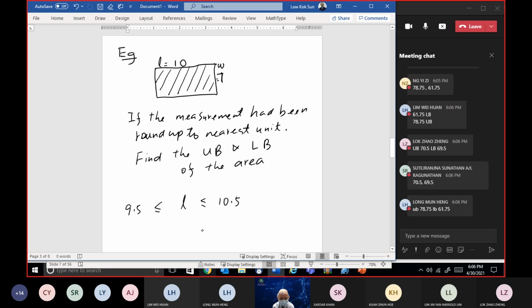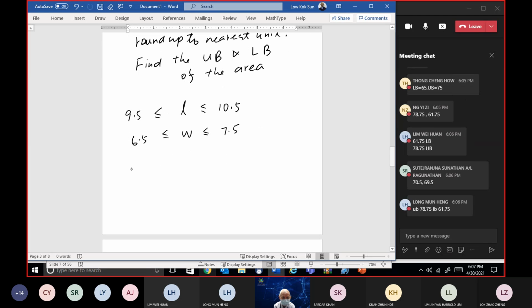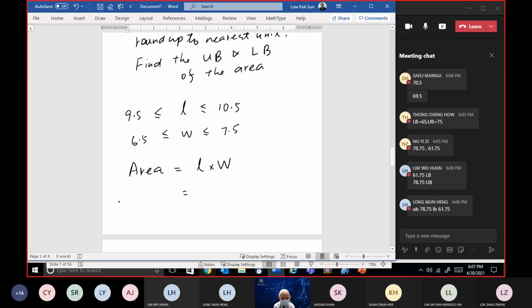Okay, we'll check. And then the width, what is the highest possible? 7.5, and then? Okay, 6.5. So now, we are going to play with these numbers. The area. Area actually comes from length times width, okay? So if you want maximum area, you must get maximum of this times maximum of this, so that the area will be maximum.